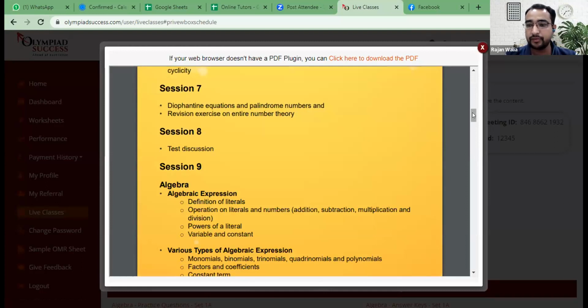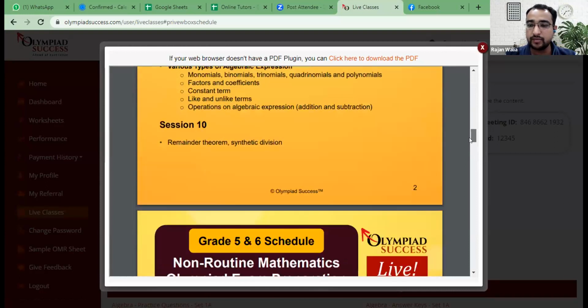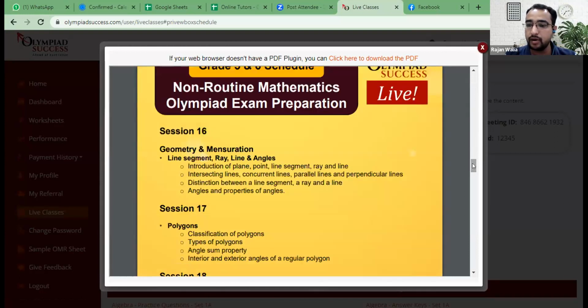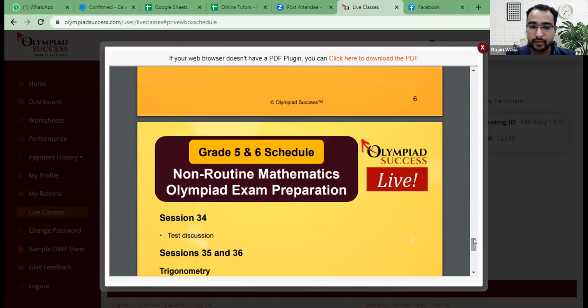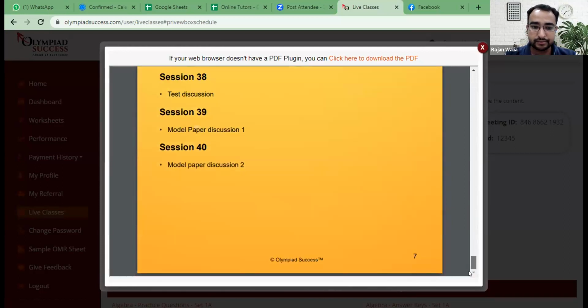So after each and every topic, there will be a mock test. Okay, we'll share the mock test with you that you need to attempt at home, and then we'll do the discussion in the classes. And at the end, students, we have a model paper discussion. So at the end, what we will do, we will discuss a previous year paper of PRMO or Aryabhatta. Okay.